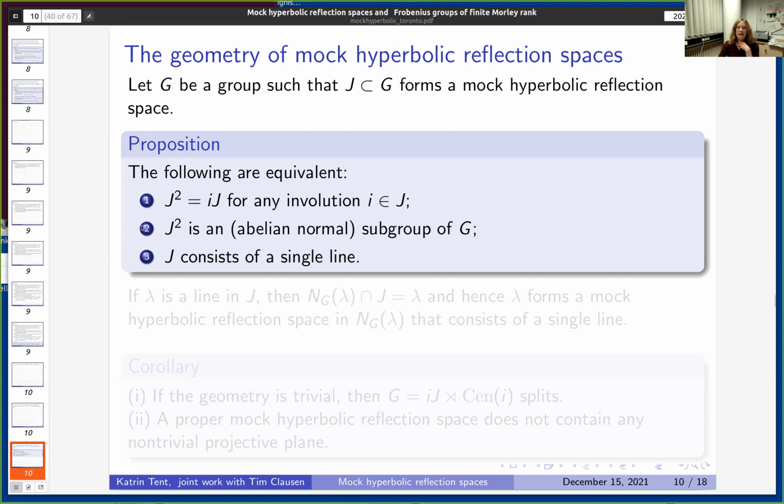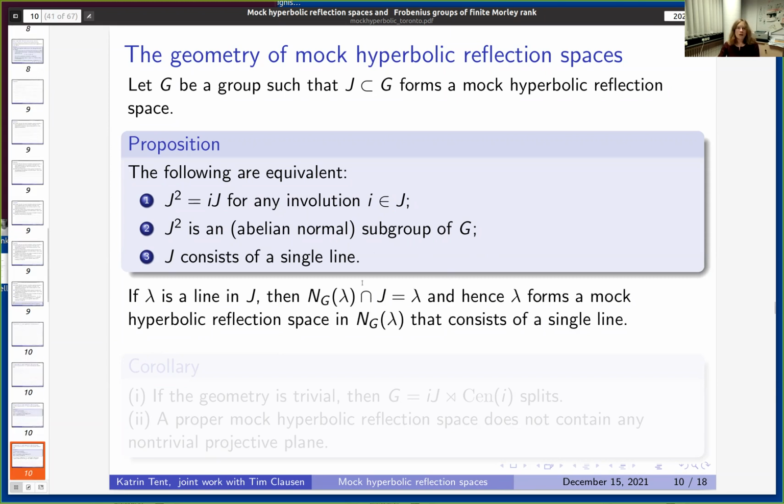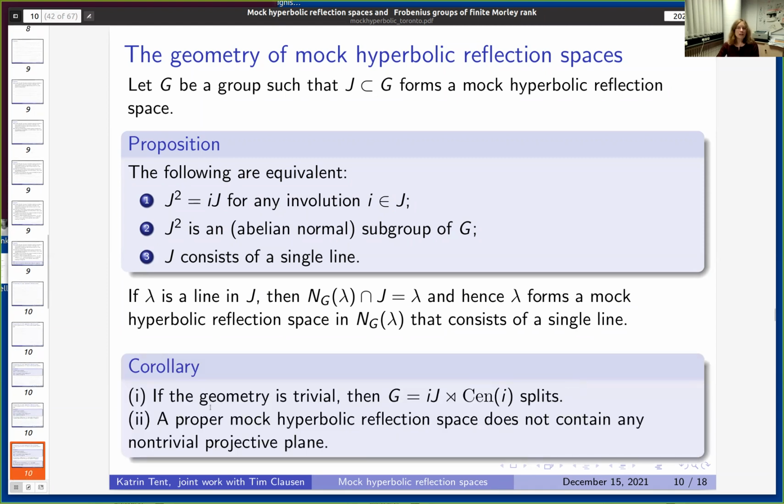So that means that if you multiply four involutions, that is a product of two elements from two translations, three of them form an involution again. So J squared is a subgroup of G. So you see that on a line, you always have that the involutions on the line form a subgroup. So any line forms a mock hyperbolic reflection space in itself. And as a corollary of this, you get that if the geometry just consists of a line, then of course the group splits. So that's an important criterion for showing that the group splits.